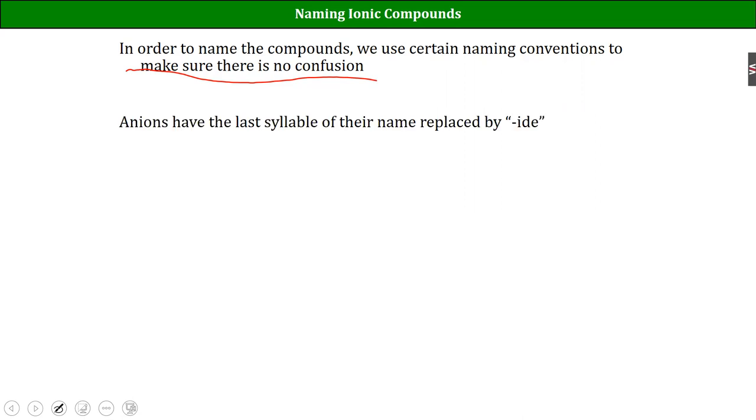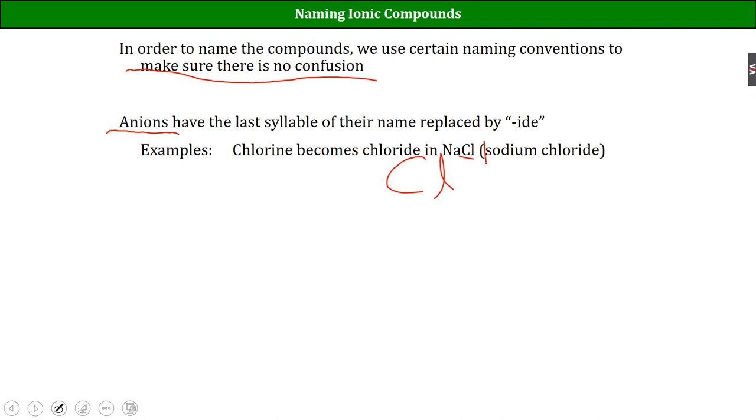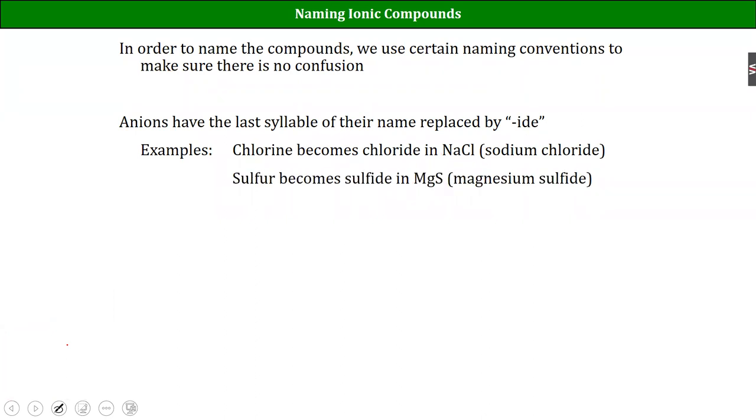So to indicate something has a negative charge, we change the ending of it. So anion, remember, anion stands for a negative ion. It doesn't really, but that's our way of remembering it. Negative ions, you just change the last syllable of their element name to be ide. So chlorine, when it has a negative charge, isn't chlorine anymore, it's chloride. Sulfur, when it has a negative charge, becomes sulfide.